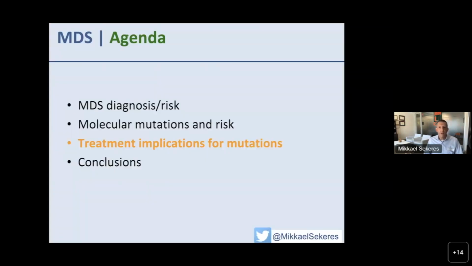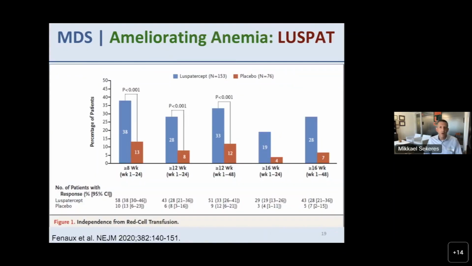Okay, so what are the treatment implications for these mutations? Well, there are a few of them. These are data from the study that led to the FDA approval of luspatercept. This was FDA approved in patients who had ring sideroblasts, particularly those who had SF3B1 mutations. And you can see a transfusion independence response rate here of 38% for those who received luspatercept versus 13% for those who received placebo, for an absolute difference of 25%.